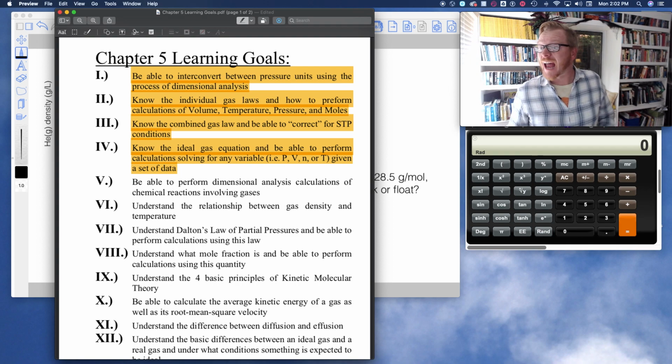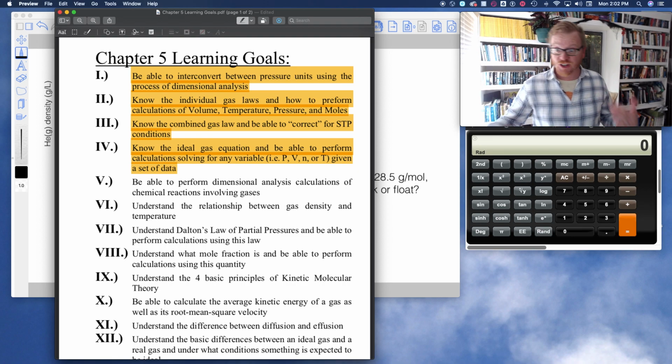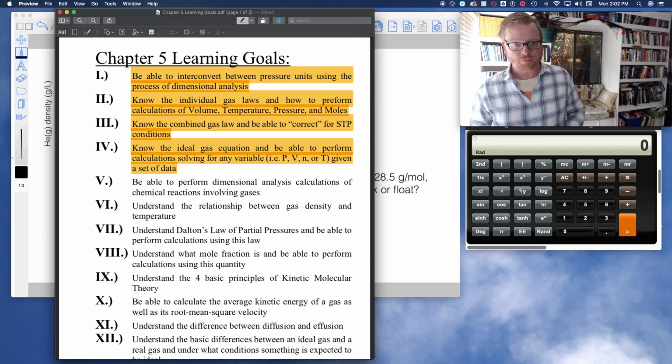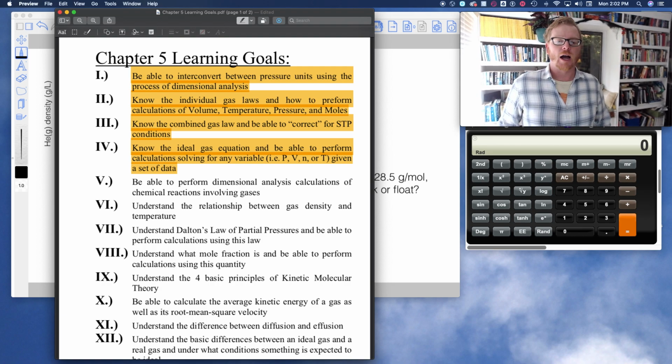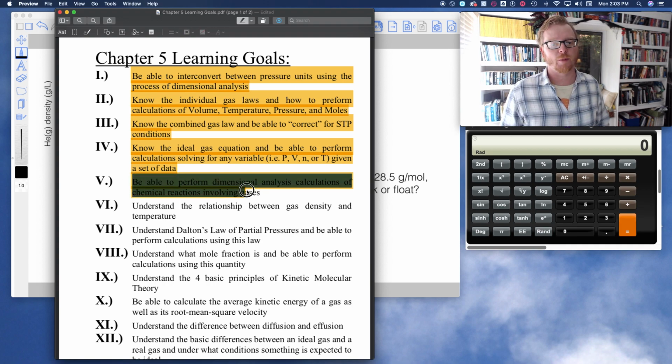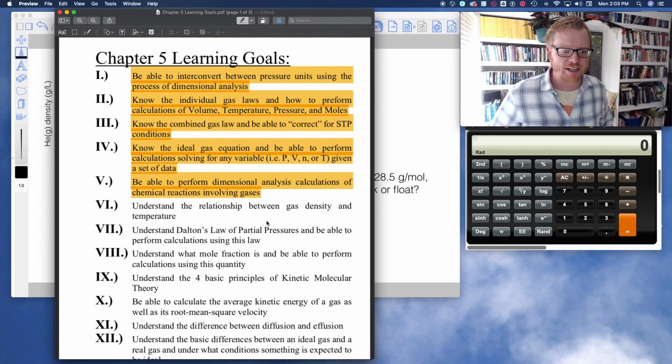But 90+% of the time when we use the ideal gas law, we're really solving for the number of moles. It's another way of getting the number of moles so we can do reaction stoichiometry problems. Okay, and so this also goes along with being able to perform dimensional analysis calculations of chemical reactions involving gases. We're going to do this more, like I said, in discussion.